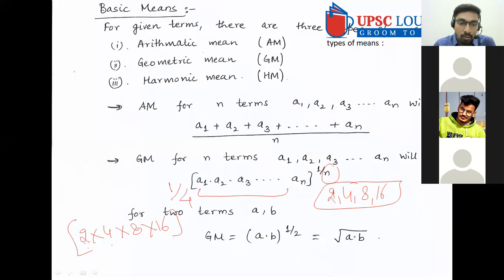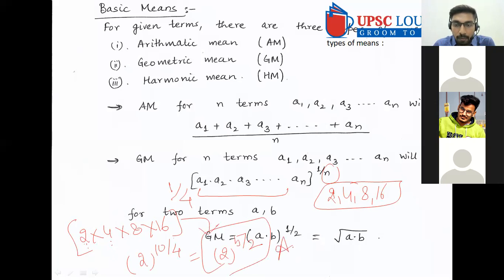So you can easily calculate: 2 to the power 1 plus 2 is 3, then 6, then 10. So 2 to the power 10, raised to 1 upon 4. That means 2 to the power 5 by 2 will be the answer. This will be the geometric mean for the above question. Is it clear or not?